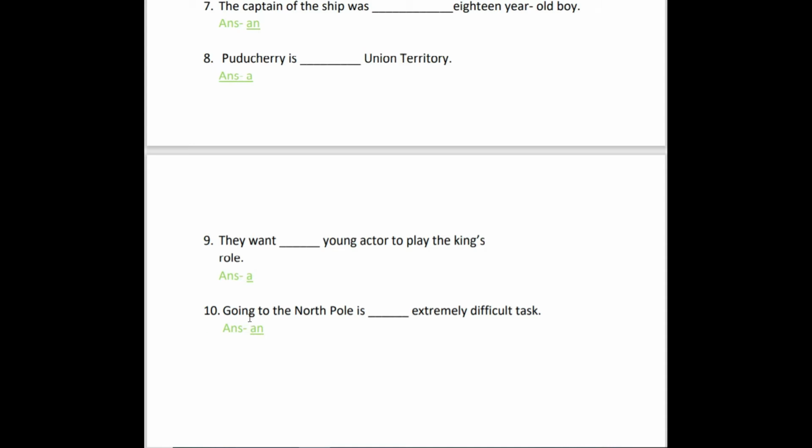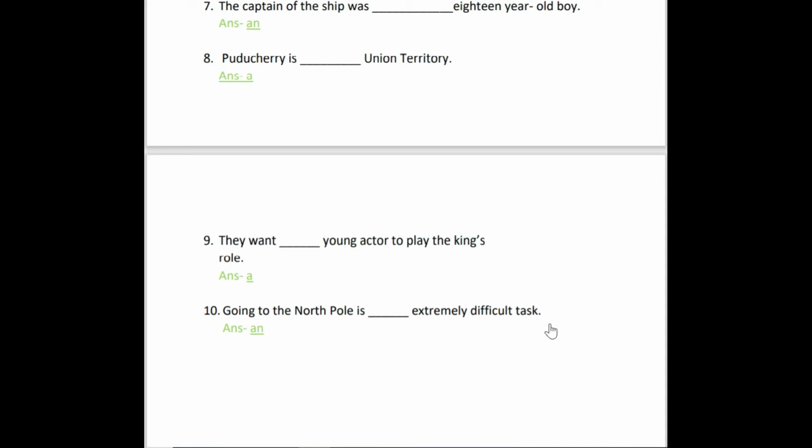Number 10, going to the North Pole is dash extremely difficult task. Extremely. Yes, the word which we have pronounced now is extremely. So it is a vowel. So the sound comes of vowel. We are supposed to write an extremely difficult task. So this was all about the exercise A.